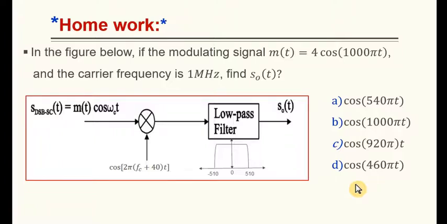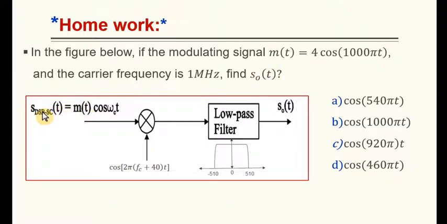So here we have a homework for you to solve. In the figure below, if the modulating signal m of t is equal to 4 cosine 1000 pi t, and the carrier frequency is 1 megahertz, fc is equal to 1 megahertz, we would like to find s out of t.